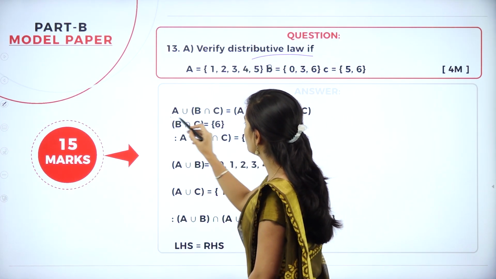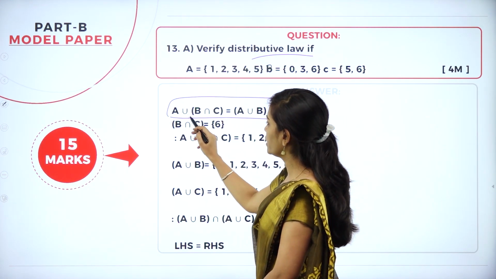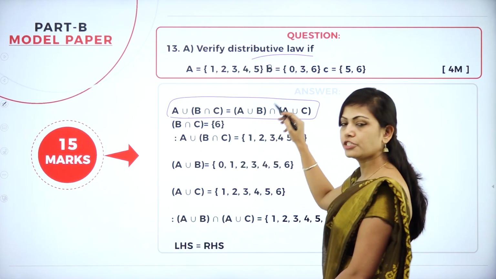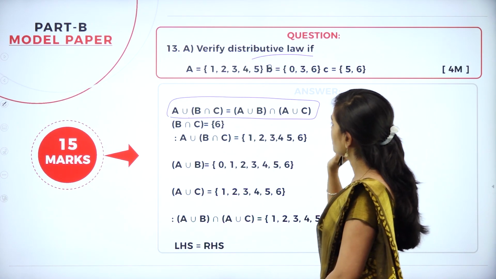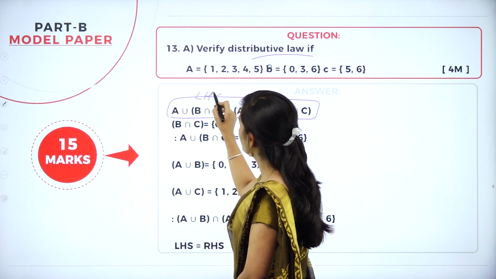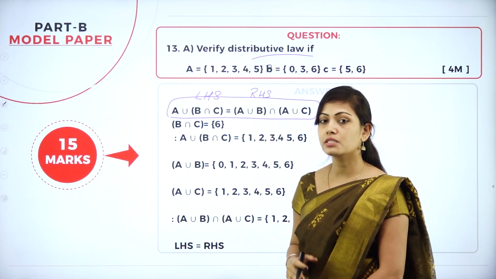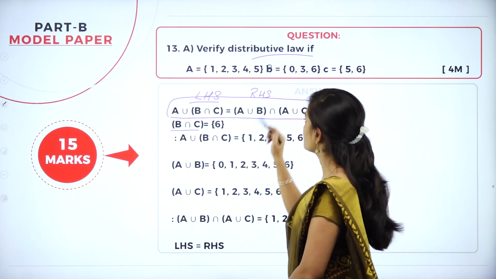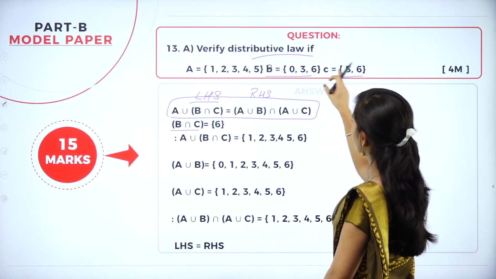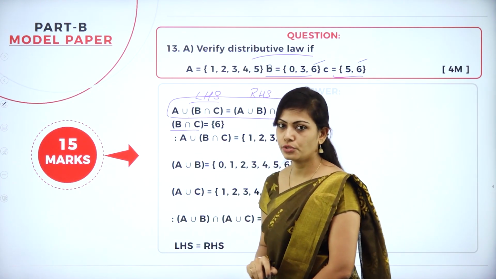So you have to verify this distributive law. What is the distributive law? First write the distributive law properly: A union (B intersection C) is equal to (A union B) intersection (A union C). Now first find out the LHS value and next find out the RHS value. We have to prove that LHS is equal to RHS. First I'll take B and C, and the common element for both set B and set C is 6. So B intersection C is equal to 6.